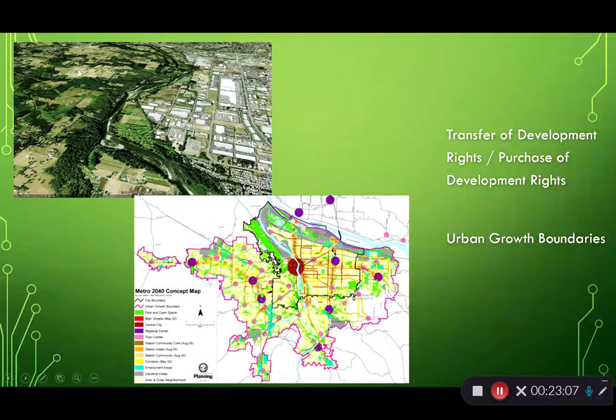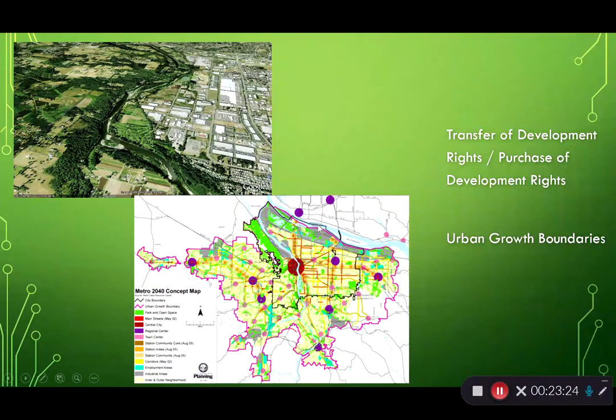Farmer makes some money, also is protected by rising land costs because now his land can no longer be developed on, and the developer benefits from having the opportunity to build more than he or she otherwise would because they purchase those rights from the farmer.